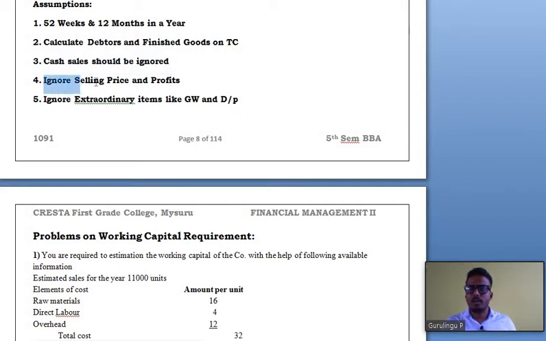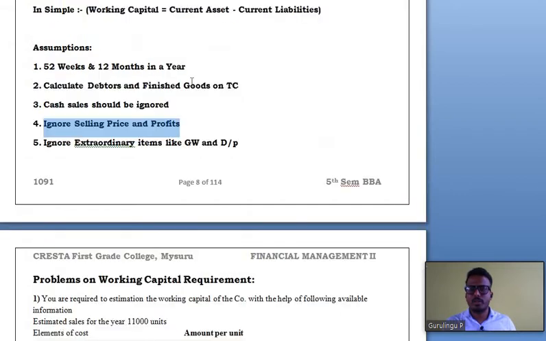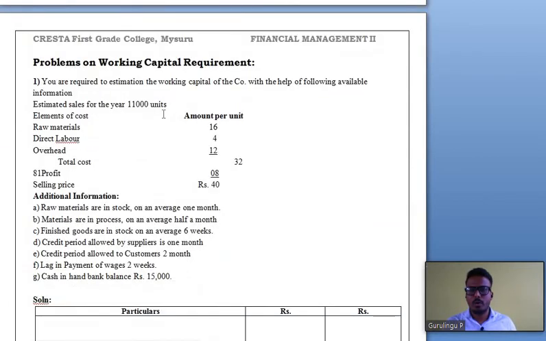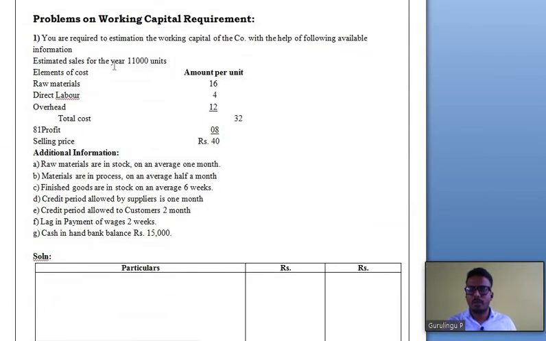Fourth one is ignore selling price and profit. Every time they give it in the question, you should ignore the selling price and profits. Last one, ignore extraordinary items like goodwill and depreciation. These are the assumptions you need to make. Directly we'll jump into the problem now.